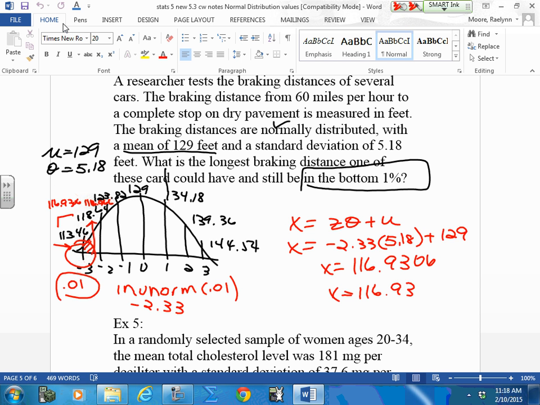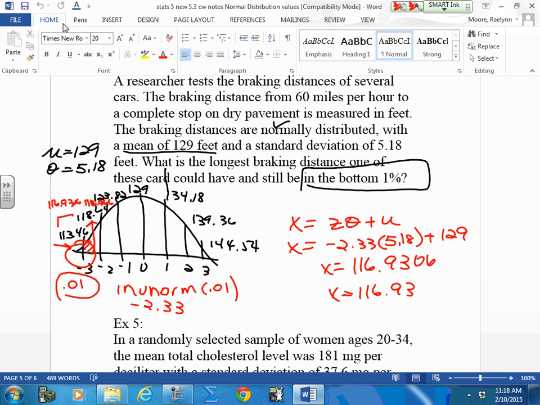But how would you know? You have to look at your shading. If they wanted 2 decimals on this because they gave you a standard deviation of 2 decimals, this is your cutoff right here, this bar. This is at what you found, 116.9306. Now we're going to round that down so that it stays in this shaded area. It can't pass that shaded area. If you round it up, you went past that shaded area. So you have to round into that shaded area. That's where the shading comes into play.